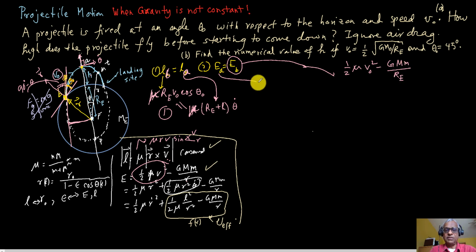On the other side, what do we have? It's at that distance and it's going at this angle. But r dot is 0, so this part is 0. So I can just use this form, and so this is equal to 1 over 2 mu, LA squared over (RE plus height) squared.